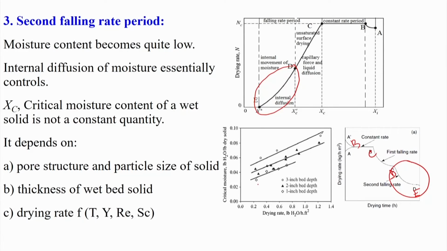Suppose a 1 inch wet bed has a lower critical moisture content; for a 2 inch wet bed the critical moisture content increases, and for a 3 inch wet bed it increases again. So whenever we increase the thickness of the wet bed, the critical moisture content also increases. It also depends on the drying rate, temperature, humidity, Reynolds number, etc. Depending on those, the critical moisture content will be different.